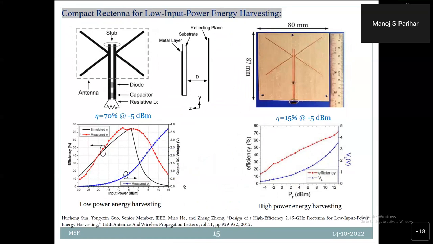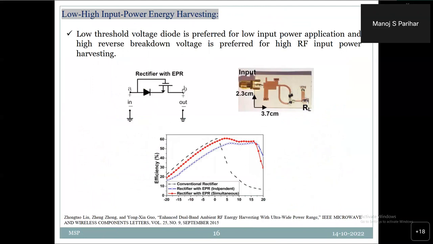So is it possible to get constant efficiency from low power level to high power level? It may be possible, so we can have low to high input power energy harvesting. We need to have low threshold voltage and higher reverse breakdown voltage. Some authors have modified the rectifier circuit by integrating the diode with some kind of HEMT device to enhance the overall breakdown voltage. This is the fabricated circuit. You can see this is your diode, this is your HEMT device.